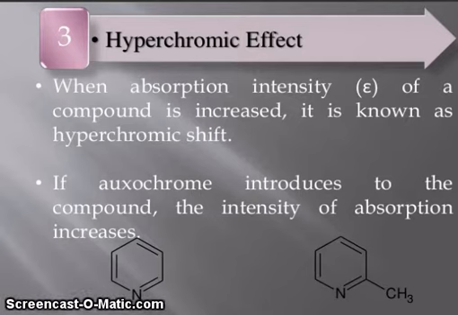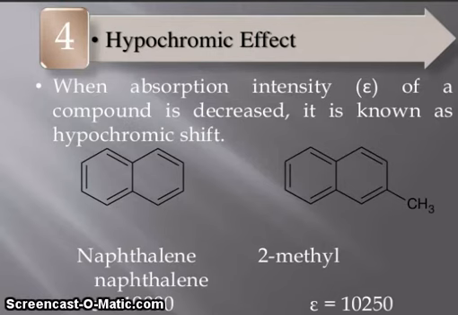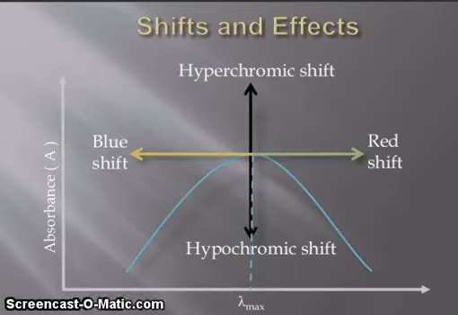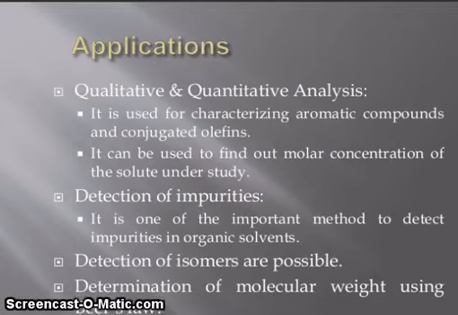Hyperchromic effect: when the absorption intensity (epsilon) of a compound increases, it is known as hyperchromic shift. When an auxochrome is introduced to the compound, the intensity of absorption increases. Hypochromic effect: when the absorption intensity of a compound is decreased, it is known as hypochromic shift. You can see naphthalene and 2-methylnaphthalene. So these are the shifts and effects: hyper, hypo, red shift and blue shift.